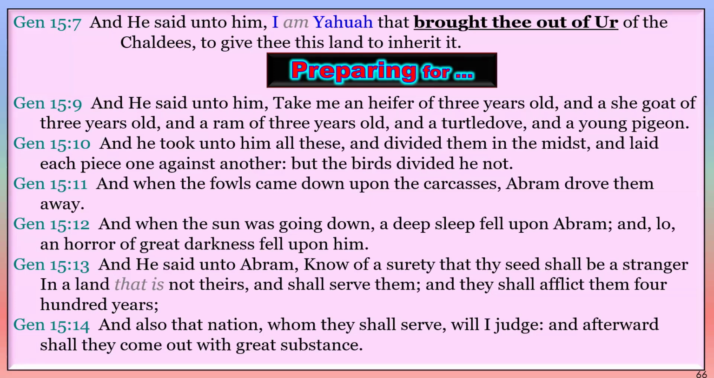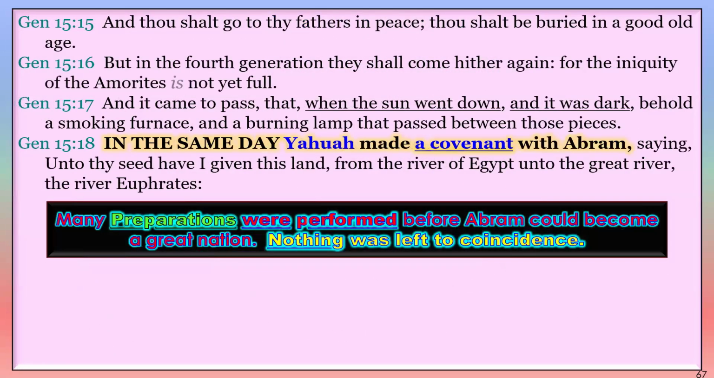And when the sun was going down, a deep sleep fell upon Abram, and lo, an horror of great darkness fell upon him. And he said unto Abram, Know of a surety that thy seed shall be a stranger in a land not theirs, and shall serve them, and they shall afflict them 400 years. And also, that nation whom they shall serve will I judge, and afterwards shall they come out with great substance. And thou shalt go to thy fathers in peace, and thou shalt be buried in a good old age.